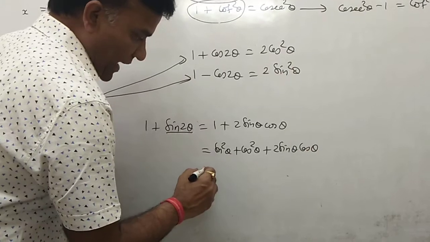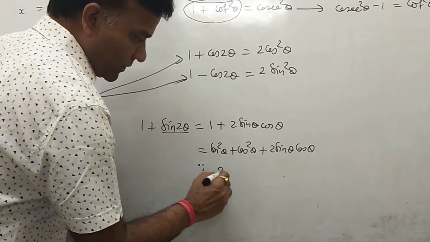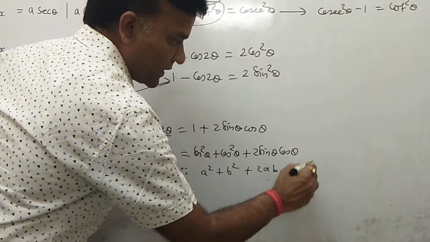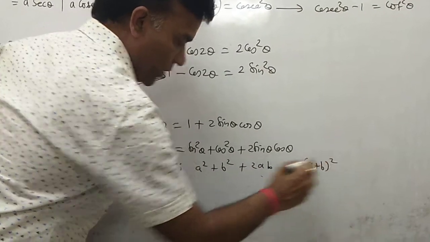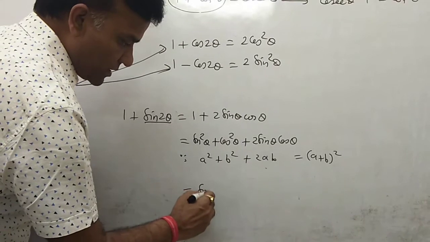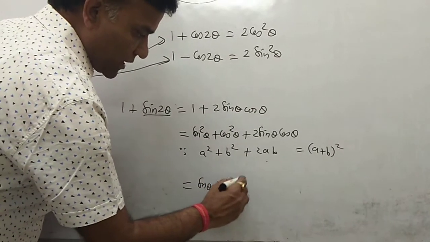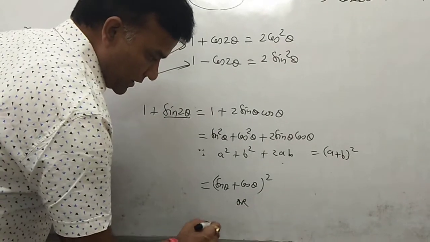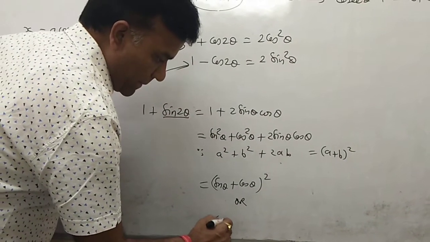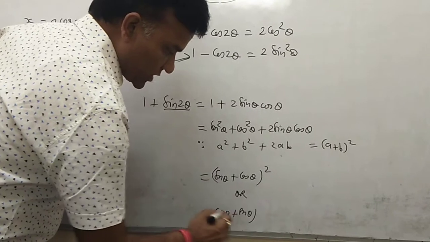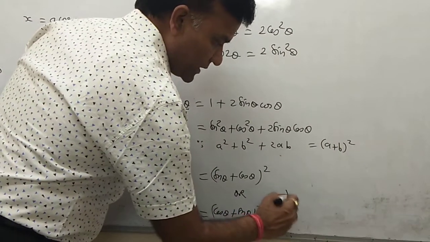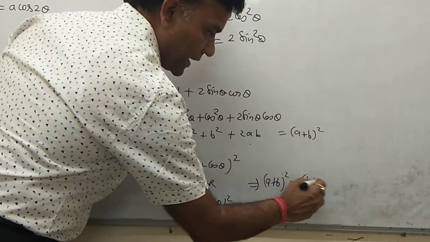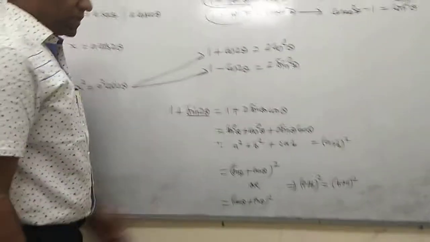So now the identity is formed, since we know that a square plus b square plus 2ab is a plus b of whole square. So now we have sine theta plus cos theta of whole square, or you can write cos theta plus sine theta of whole square, because we know that a plus b of whole square is the same as b plus a of whole square. There is no change between these two terms.